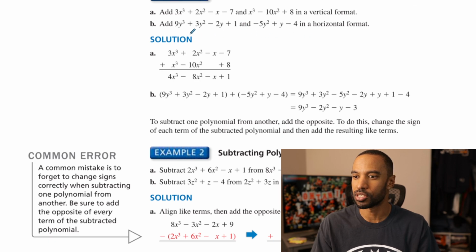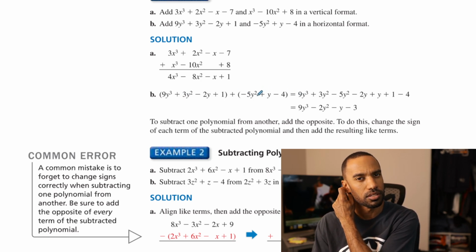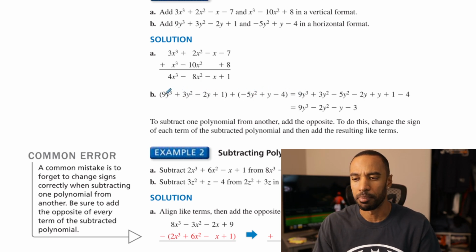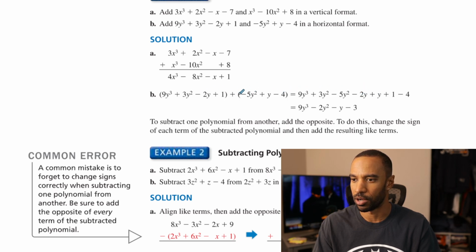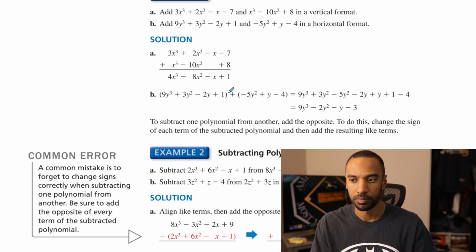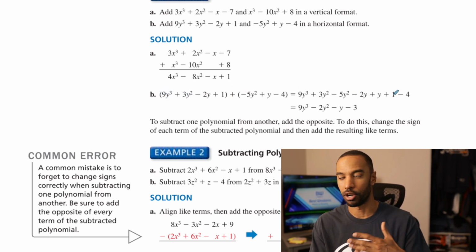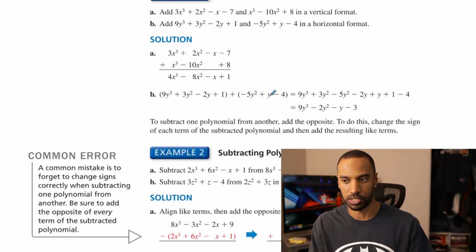Now, doing this addition in a horizontal format looks like what they do, and it's a good thing to practice, is they rewrite this in standard form. They put 9y cubed first, 3y squared and negative 5y squared right next to each other, negative 2y and y next to each other, and 1 and negative 4 next to each other. Now notice this had parentheses before, and then after addition, there are no parentheses. Adding this thing doesn't change the signs of these values.